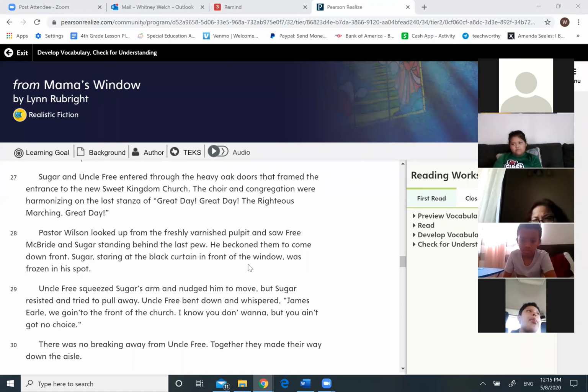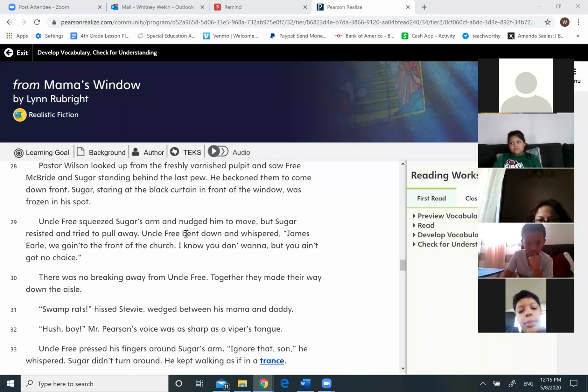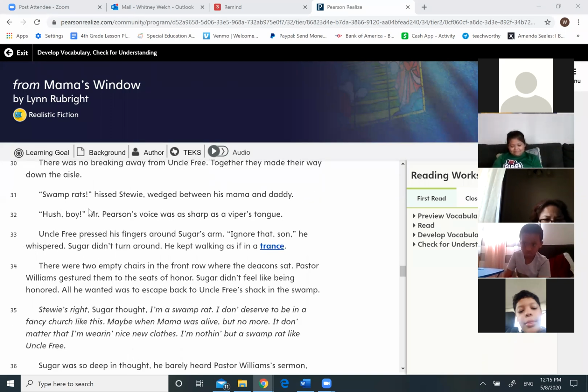Sugar, staring at the black curtain in front of the window, was frozen in his spot. Uncle Free squeezed Sugar's arm and nudged him to move, but Sugar resisted and tried to pull away. Uncle Free bent down and whispered, "James Earl, we going to the front of the church. I know you don't wanna, but you ain't got no choice." There was no breaking away from Uncle Free. Together they made their way down the aisle. "Swamp rats," hissed Stewie, wedged between his mama and daddy. "Hush, boy." Mr. Pearson's voice was as sharp as a viper's tongue. Uncle Free pressed his fingers around Sugar's arm. "Ignore that, son," he whispered. Sugar didn't turn around. He kept walking as if in a trance.